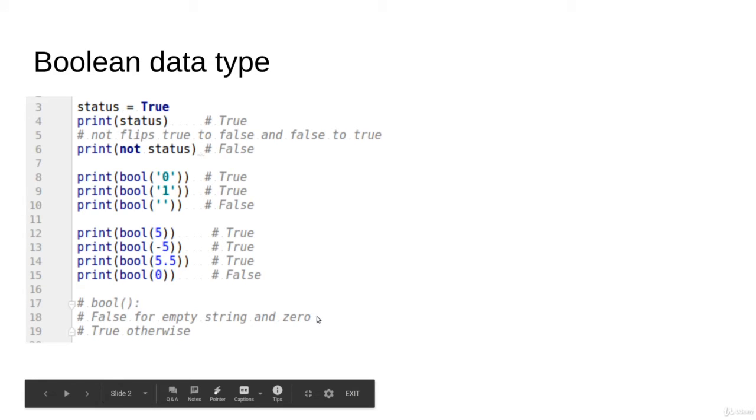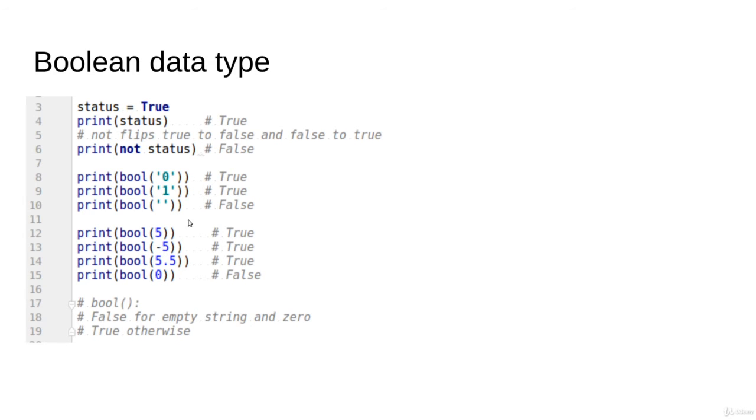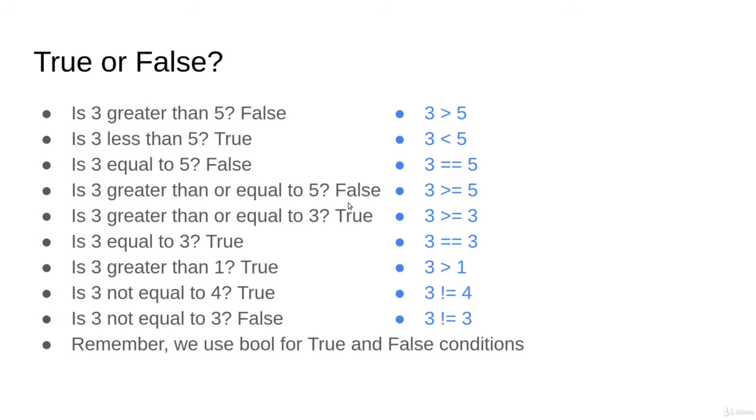The other thing is the bool function. The bool function, if applied on 0 or 1 as a string, will give true. But if applied on an empty string, it will give false. Applying it on integers or floats will give true, unless you are applying it on 0, which will give false. So overall, the bool function will return false only for two cases: either an empty string or a 0 value. A 0 value, not a string with a 0 value.